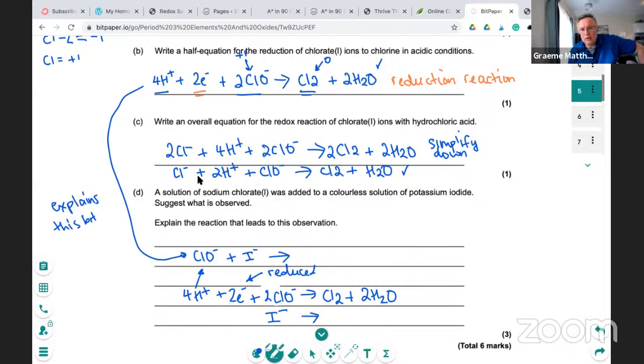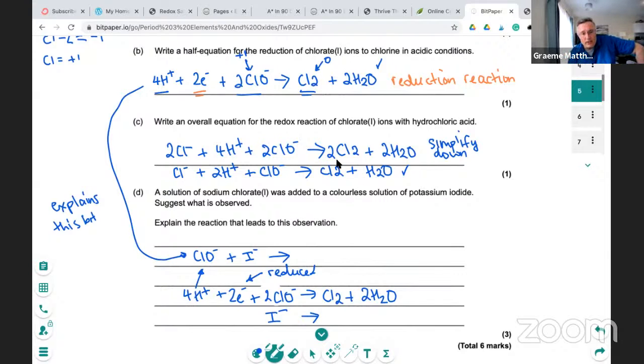Hold on, Alifa. Is it Cl minus on the left-hand side? And is it Cl2 on the right? Are you looking at part C? Yeah. I know it's a bit daunting. I can't unmute because the entire internet is listening in for both half equations.